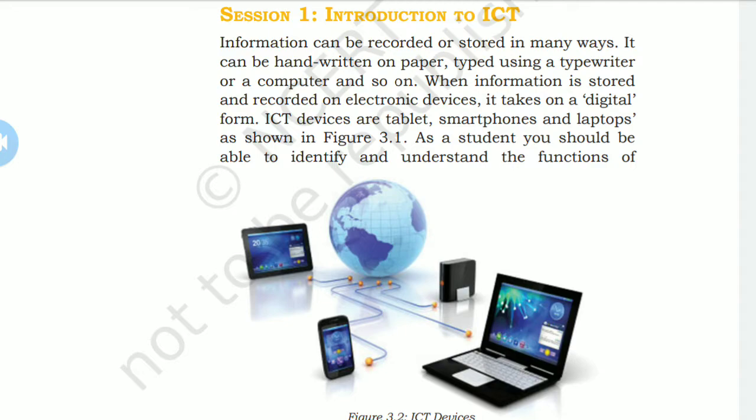Information can be recorded or stored in many ways. It can be handwritten on paper, typed using a typewriter or computer, and so on. When information is stored and recorded on electronic devices, it takes on a digital form. ICT devices are tablets, smartphones and laptops, as shown in figure 3.1.